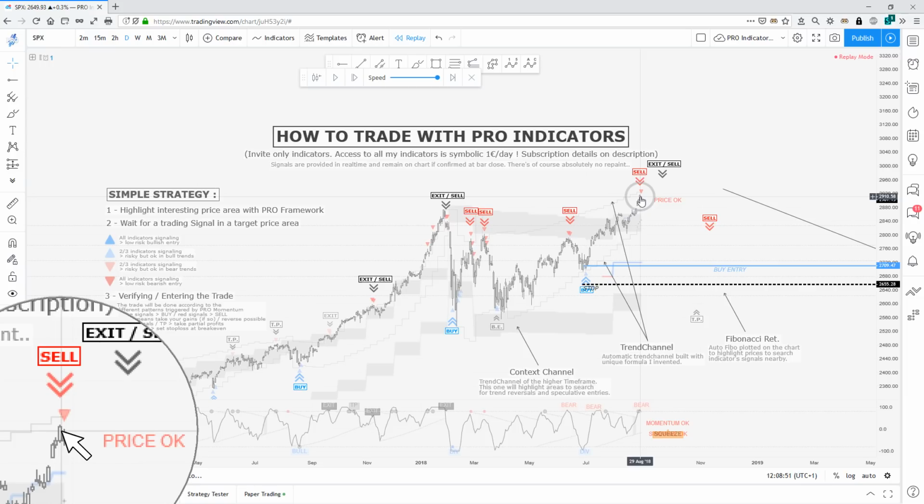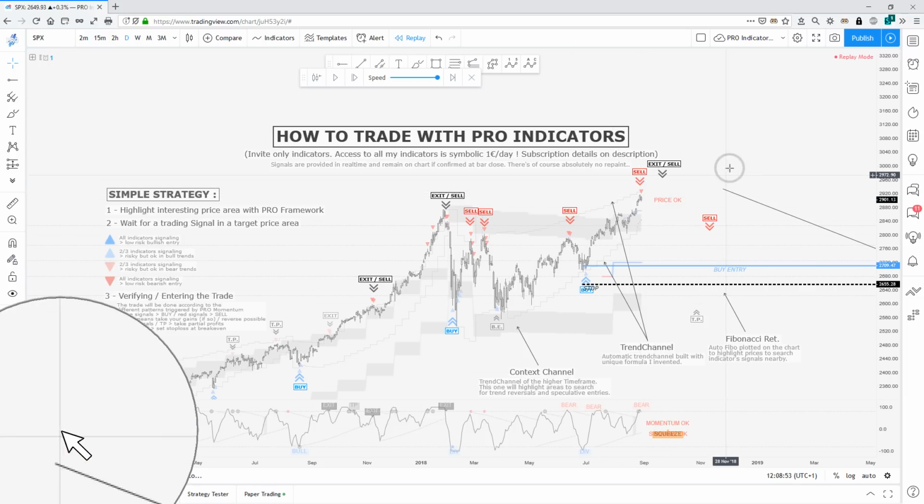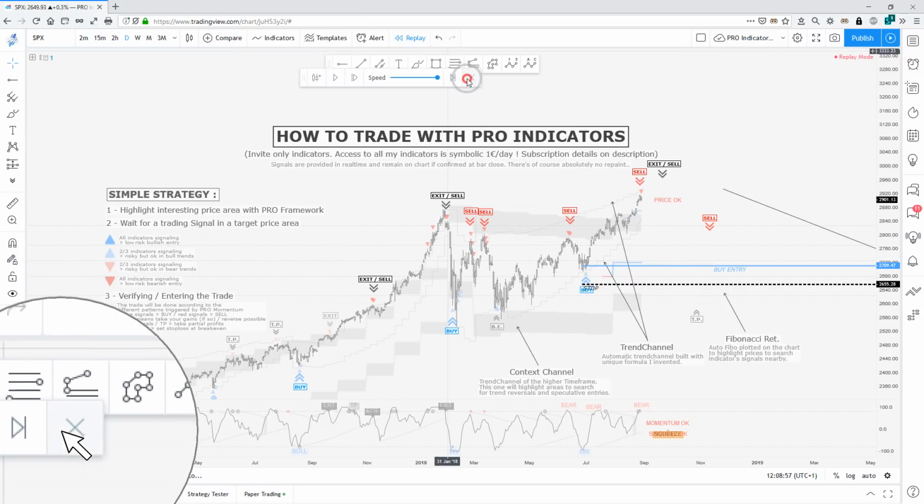So really great trading here. Obviously it was a great reward for a very low risk entry. So the alert system, we're going to finish this one.